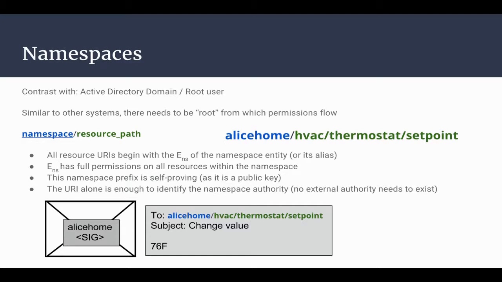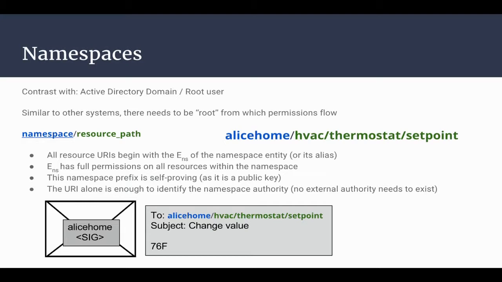So you can imagine if I receive a message here, there's this envelope, and on the outside it says that this was signed by Alice Home, and there's a valid signature there, and Alice Home is an alias for the public key, so I have everything I need to verify the signature right there. And I see that the message is for the resource, Alice Home HVAC thermostat set point. I know that that message is immediately valid. Without consulting any external entities, I have all of the information I need to know that this action is authorized.